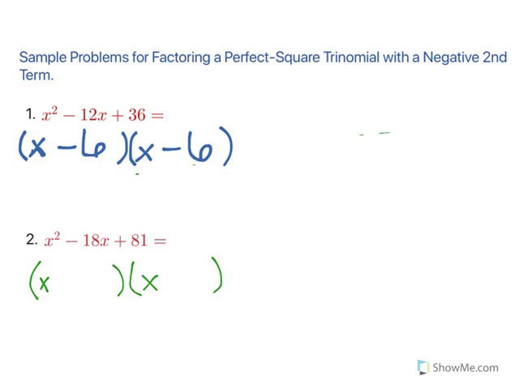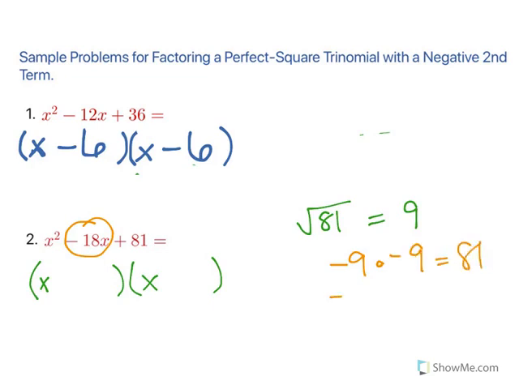We then look at the third term, and it's 81. The square root of 81 equals 9. But remember that this second term is a negative value, so the sum of the two has to be negative 18. So therefore, we need negative 9 times negative 9, which gives us our positive 81, but that negative 9 plus negative 9 will also give us our negative 18. Therefore, we're going to put a negative 9 in each of the parentheses.